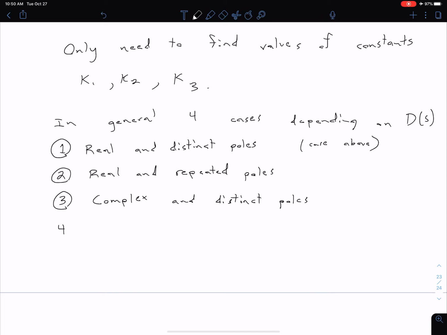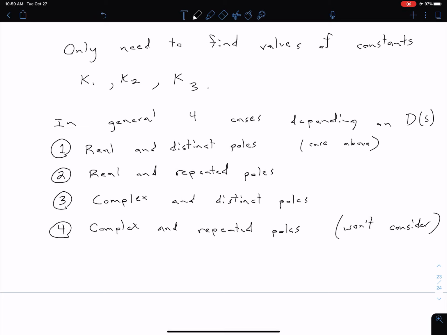And then, as you might be able to guess, our fourth case is going to be complex and repeated poles. We're actually not going to cover this fourth case in detail, so let me just put here that we won't consider this. But basically we could easily extend this idea. It's going to be the same as case 2. We're just going to be dealing with more complex math.